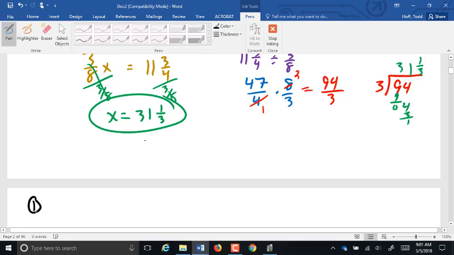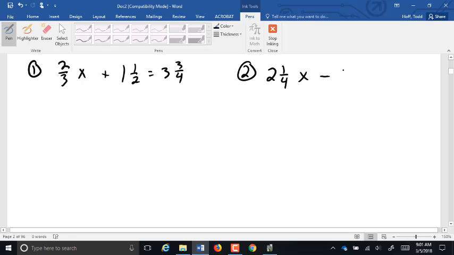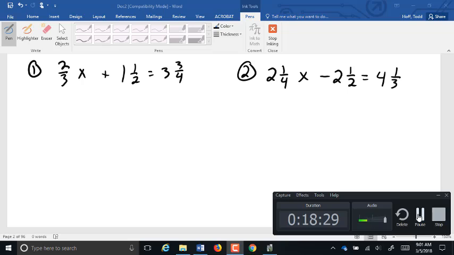Okay. So have you guys try a couple here. The first one's going to be 2/3 x plus 1 1/2 equals 3 3/4. The second one, let's do 2 1/4 x minus 2 and a half equals 4 1/3. I'm going to have you try those two.